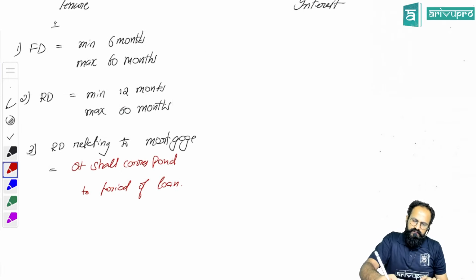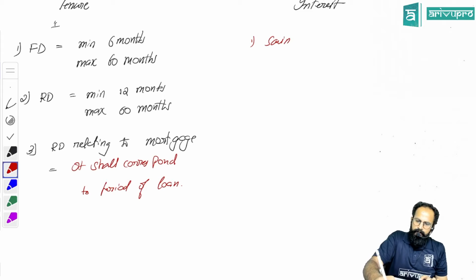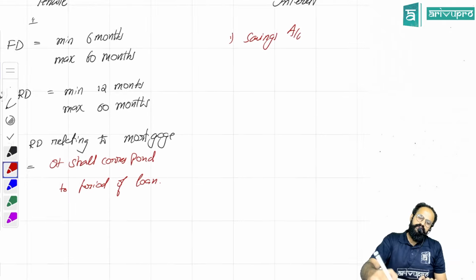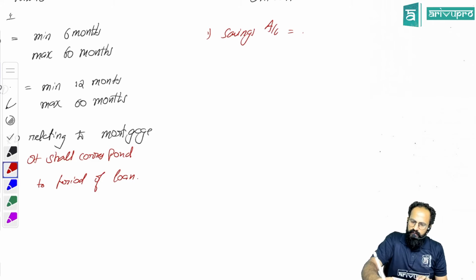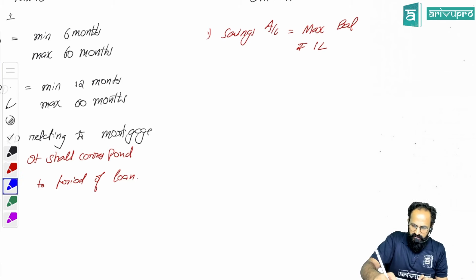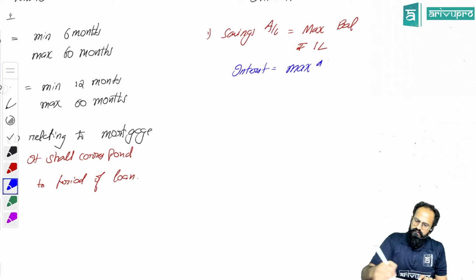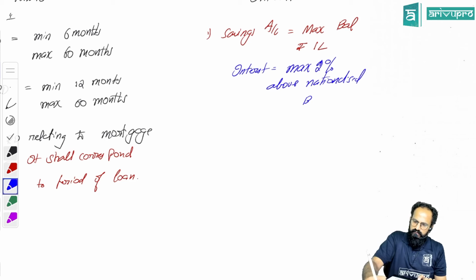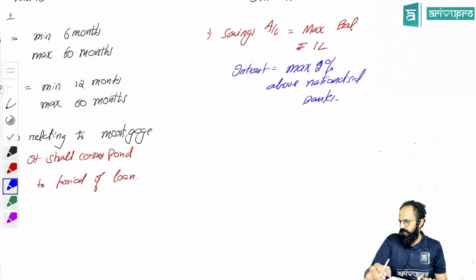On the other hand, interest rate. If it's a savings account, remember the maximum you can accept: the maximum balance that can be taken is rupees 1 lakh. More than that cannot be held as a savings account. Interest on savings account is maximum 2% above nationalized banks.